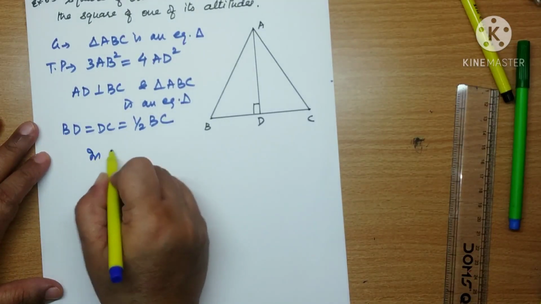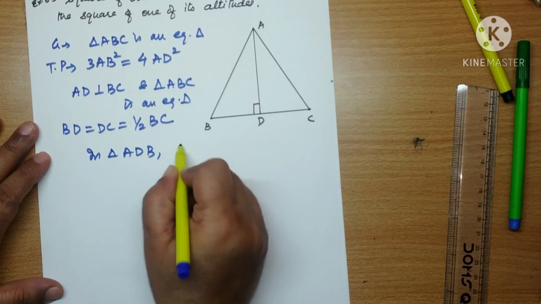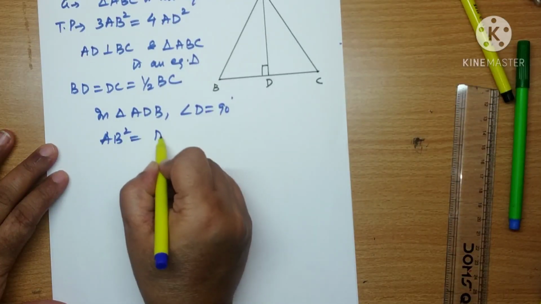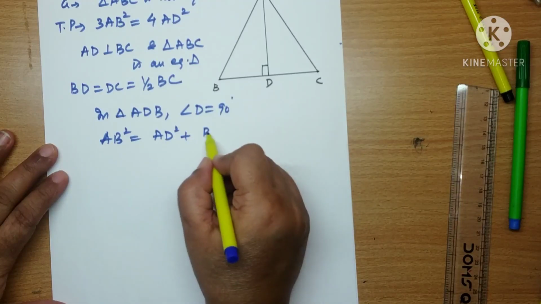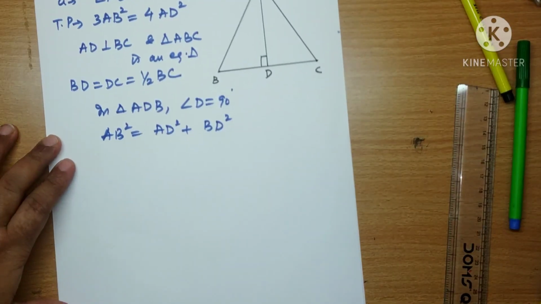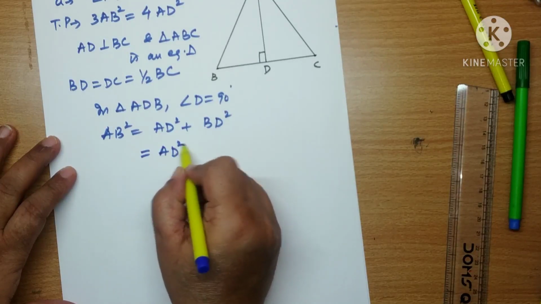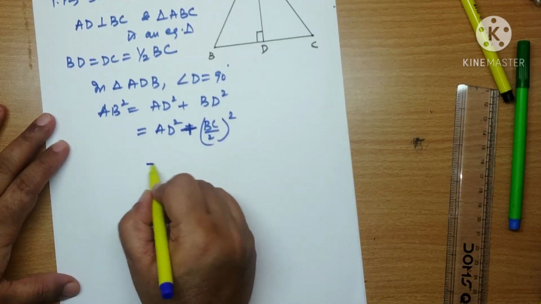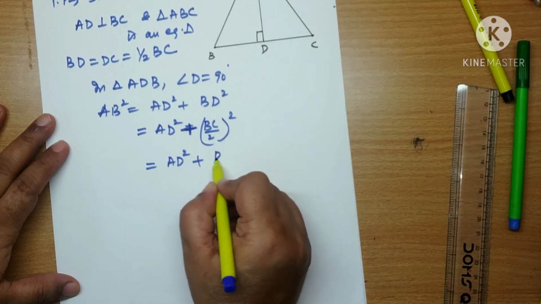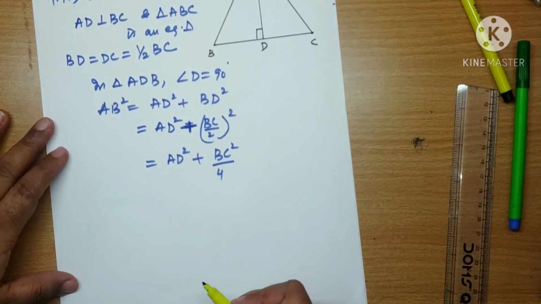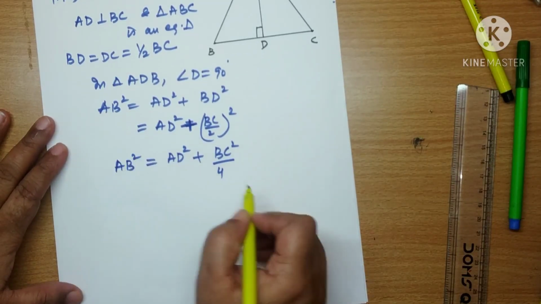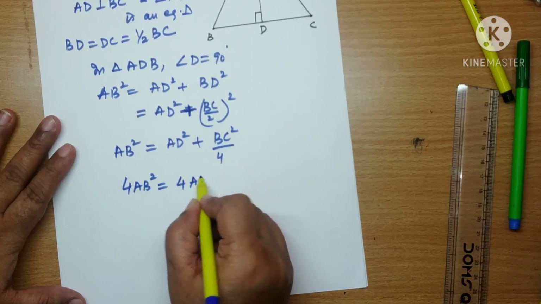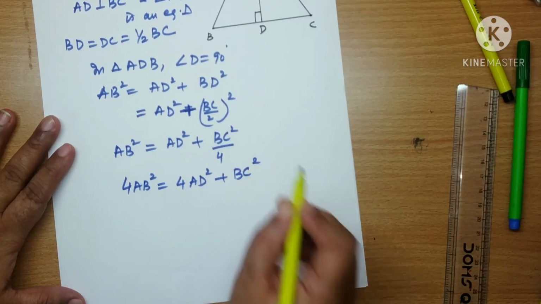Now in triangle ADB, angle D is 90. So I have AB square is equal to AD square plus BD square. Now BD we already wrote is equal to half of BC. So BC by 2. So I get AD square plus BC square by 4. That is AB square. Multiplying by 4, 4AB square is equal to 4AD square plus BC square.